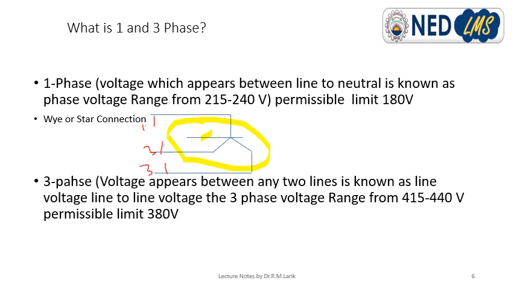Similarly, three phase means the voltage appears between any two lines, for example line 1 and line 2, or line 2 and line 3, or line 3 and line 1. Between any two lines is the line-to-line voltage, and its value starts from 415 to 440 volts. The permissible limit, the last limit, is 380 volts. Below 380 volts, it is not recommended to operate your appliances. It is harmful: it affects the torque of the motors and the windings of the motor. So this is the last permissible limit.